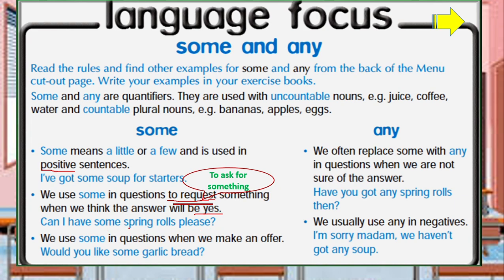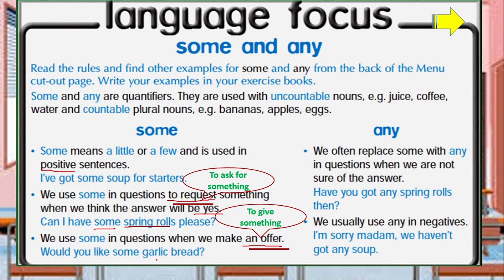I am in the restaurant and I think spring rolls must be there in the restaurant. So I will use some, not any. Can I have some spring rolls, please? Okay, students, we use some in questions also when we make an offer. What do we mean by offer, students? To give something. This is offer.